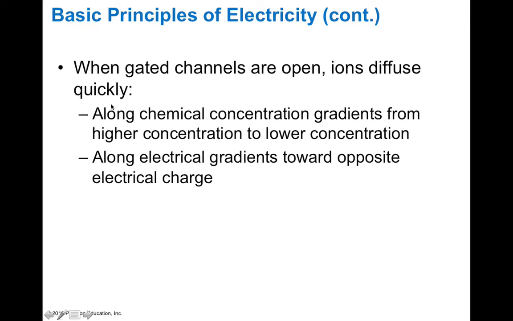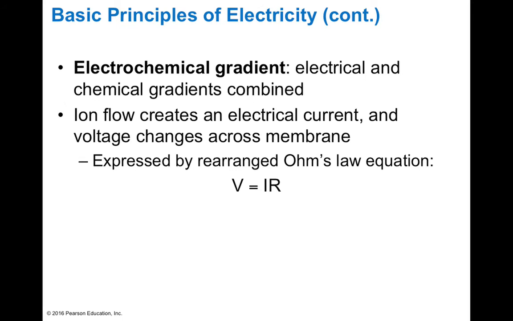In fact, these ions will diffuse along their electrochemical gradient. There's a chemical concentration gradient for these ions. So you might find that sodium is in higher concentration outside the cell and lower concentration inside the cell. And there's also an electrical gradient as well, where you have a separation of charges across the membrane. So that also plays a role here with diffusion direction. So the electrochemical gradient is basically electrical and chemical gradients combined.